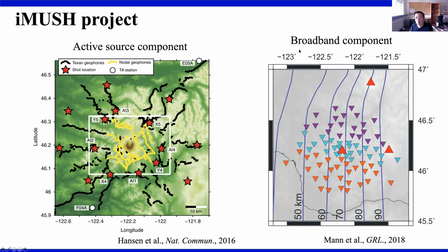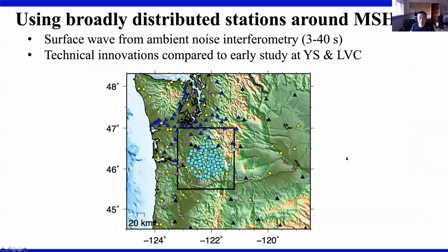Another part is the broadband component. This is a typical three-component broadband sensor. There are about 70 of them covering most of Mount St. Helens, but also extending to Mount Adams and halfway to Mount Rainier. That gives us very good sampling for looking at this structure, not just Mount St. Helens, but the volcanic system itself together.